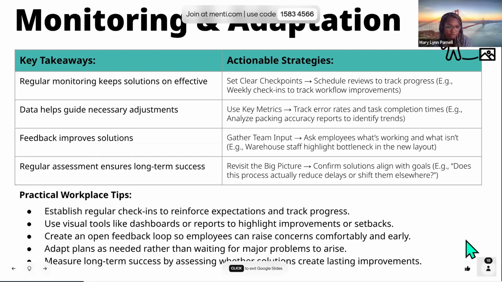So some practical tips, just in summary: establishing regular check-ins, using dashboards and reports to highlight, making sure we have a very open feedback loop so that we can get any concerns early from our team, and then adapting plans as needed rather than waiting for problems to happen. And also making sure to measure our long-term success by assessing whether solutions create lasting improvements. So constantly there. So that was a very quick flyby.